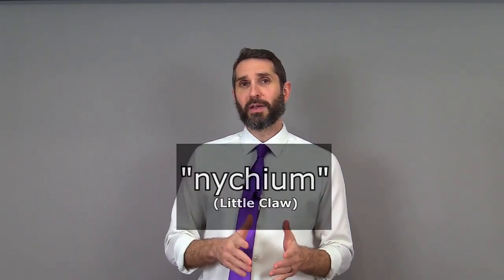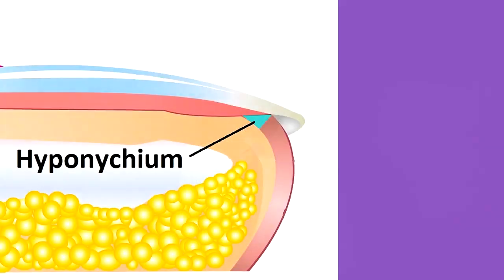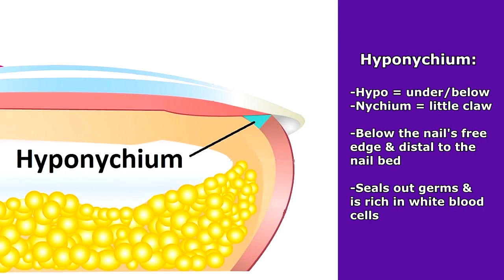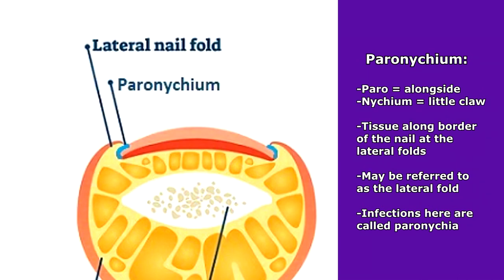And when you look at the prefix, it's going to tell you where this tissue is located relative to the fingernail. Now remember, the prefix hypo means under or below, and again, Nychium is little claw, so the hyponychium is going to be just under the free edge of the little claw, and distal to the nail bed. And this is rich in white blood cells, and it forms a seal between the nail plate and the nail bed. Now the paronychium is the tissue along the border of the nail plate at its lateral folds.